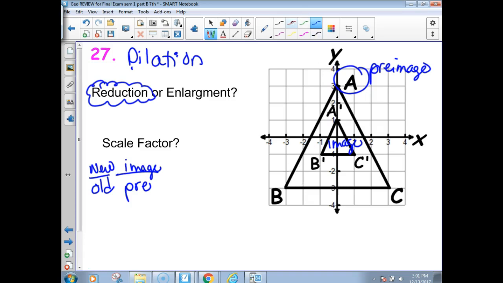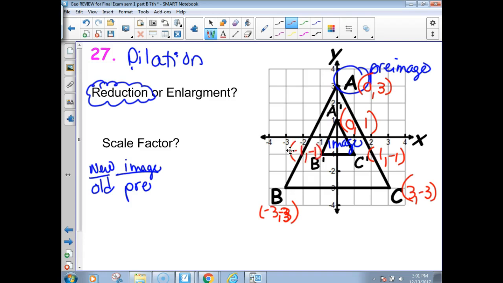So I would say, where is point A? It is at 0, 3. And point A prime is now at 0, 1. With me? You can check any of these. C is at 3, negative 3. C prime is at 1, negative 1. B is at negative 3, negative 3. Oopsie, weird looking 3. And B prime is at negative 1, negative 1.